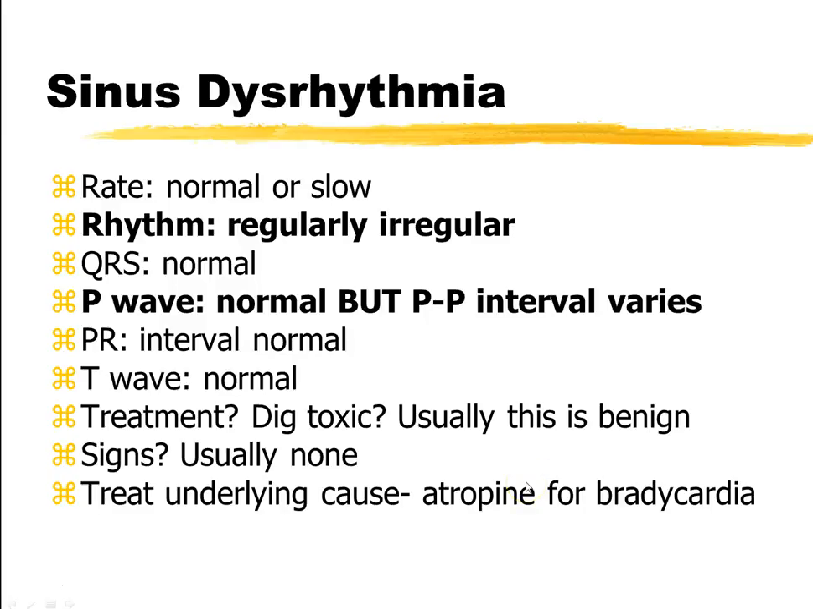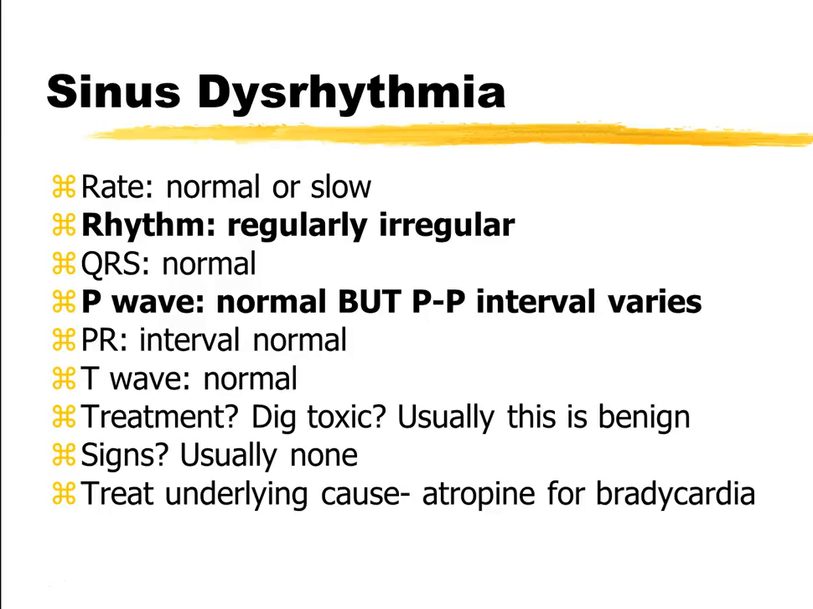Now, a sinus dysrhythmia, these are kind of odd, and so we'll take these each bit by bit here. The rate is usually in that normal range of 60 to 100, but it could be slower depending on what's going on there. The rhythm is regularly irregular, meaning that you're going to have a beat and it's going to follow along, and then all of a sudden there's going to be a pause, and then it's going to follow along again, and that space between the pauses and the beats are going to be the same.